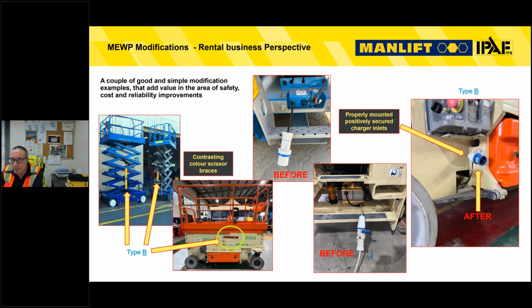Good examples here. And here's a normal charger inlet plug, which is before just hanging from the back of the machine. It's a trip hazard and a snag hazard. You can see another one here. And here's a modification where that trip and snag hazard has been taken away. It's been mounted securely to the chassis of the machine. So there are good examples. They have to be done in the right manner.